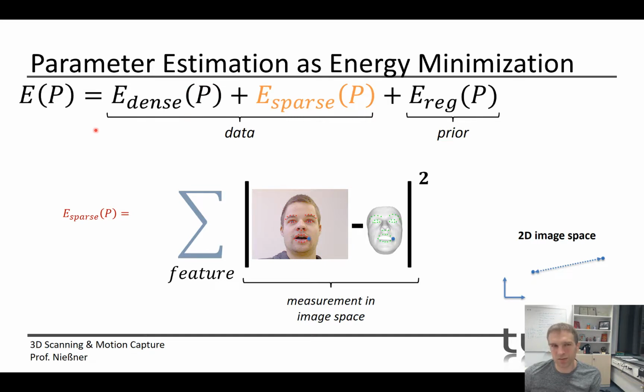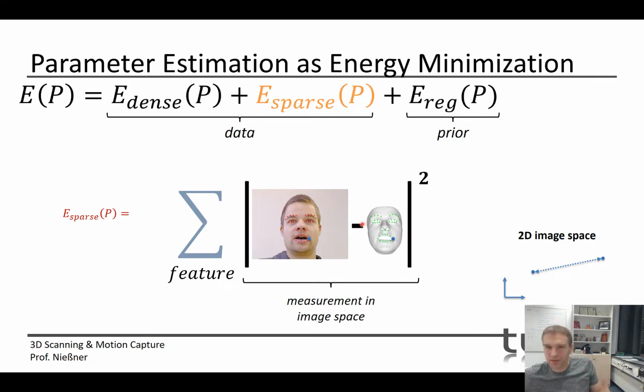And I conveniently wrote this all in one line and have one energy. But in practice, what you would do is reweight these terms. At the beginning of the optimization, you typically only have the sparse term. So the sparse term initializes the whole thing. And once you're close enough, the dense terms take over and you give more and more weight to the dense terms. Very similar to the dense bundle adjustment stuff we've seen before, except now it's done for faces.